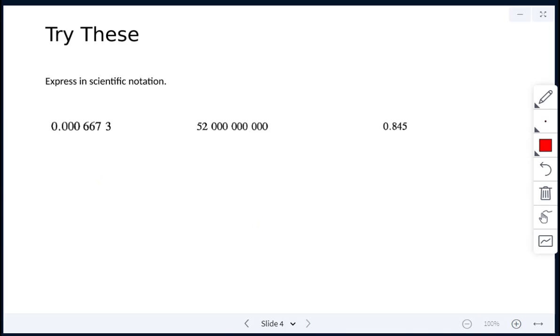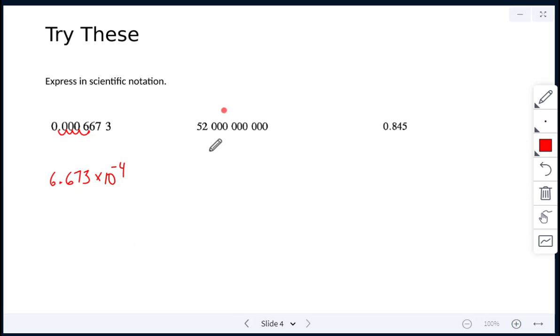Try these ones next. Now you're going to express these numbers in scientific notation. Our first one here, we're putting it into scientific notation. Our decimal place is here, and we want to put the decimal place right there to make the number between 1 and 10. So 1, 2, 3, 4 decimal places. That becomes 6.673 times 10 to the power of negative 4.